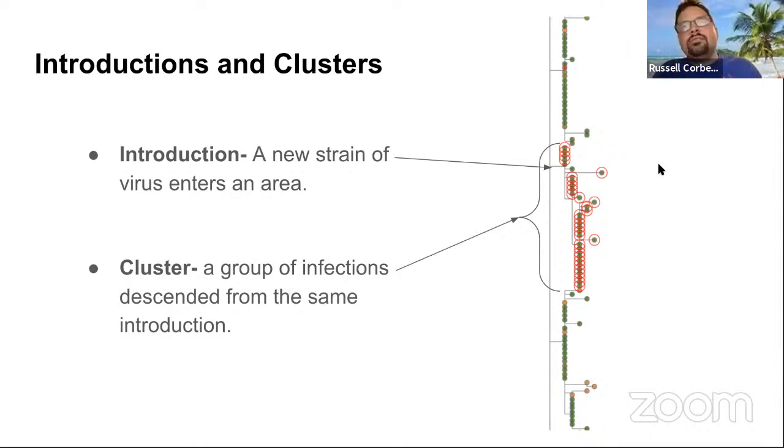And then a cluster would be a set of samples that are descendant from that same introduction event. So all of these things encircled in red here is a cluster associated with this one introduction. And we infer that because they are all sampled in the same geographic area. And so it's pretty easy to work with it.